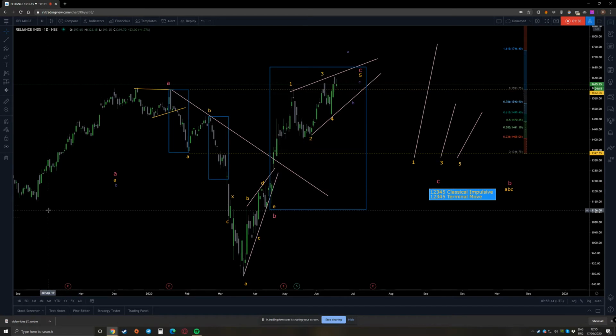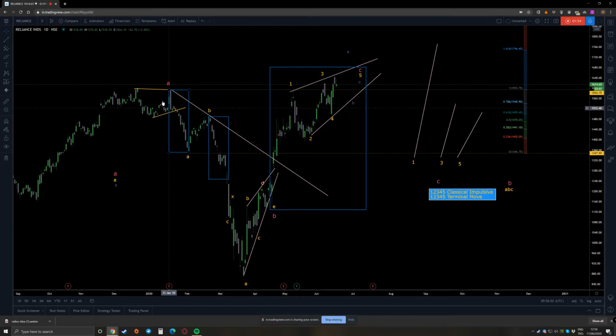Okay, so if whatever this move started from here is a wave A, you need a wave B. Now, whenever you're looking for a wave B, you have to remember one thing. Wave Bs are always corrective waves. It doesn't matter where it is formed. B waves are always corrective.